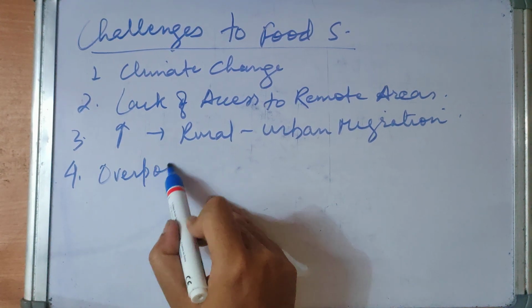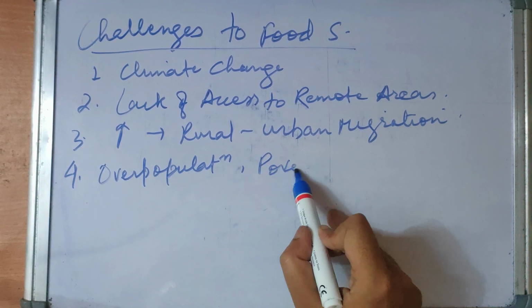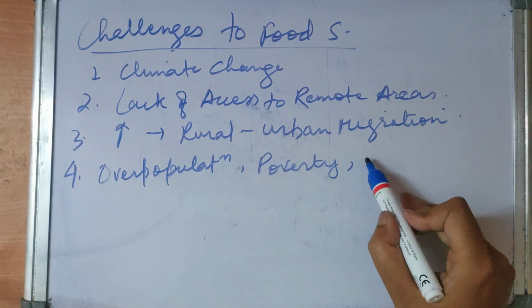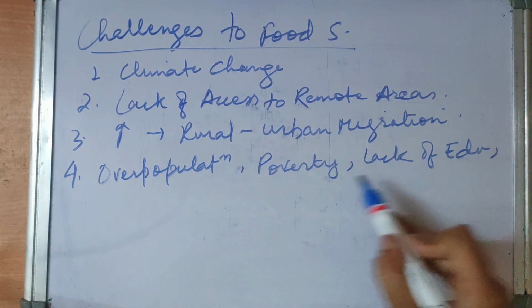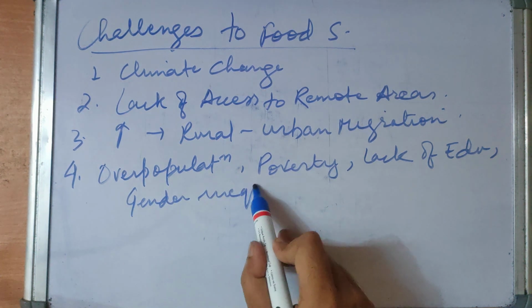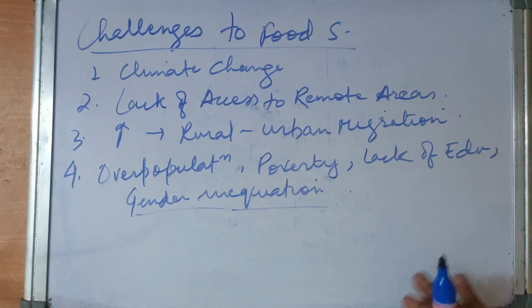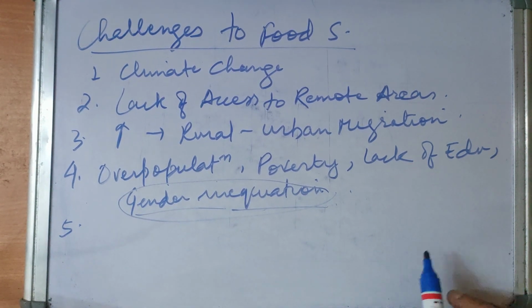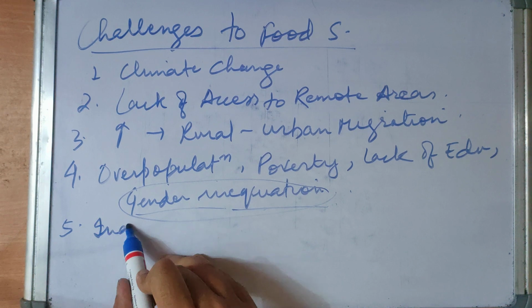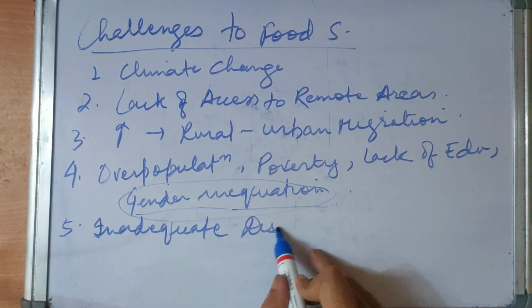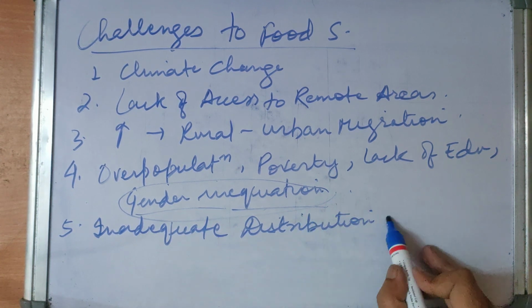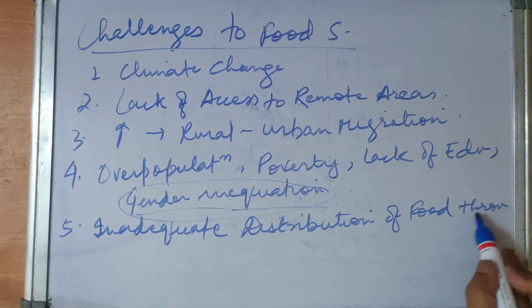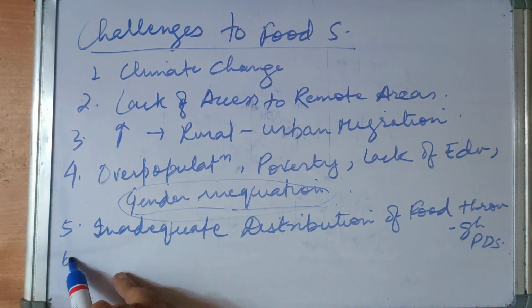Overpopulation, poverty, lack of education and gender inequality. You have often seen in a house that the nutrition of the male is more than the female. The mothers used to feed the husbands first, then the children, and at last they eat. So their nutrition is less as compared to their husband and children. So gender inequality is a major factor there. Inadequate distribution of food through PDS.